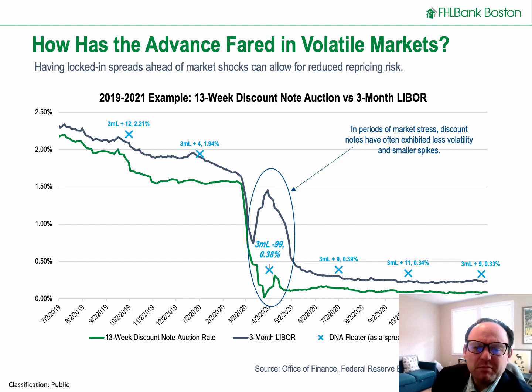Now let's go back in time a little bit to see how the DNA floater and discount notes have performed historically in periods of extreme market volatility. So here what we're looking at is 2019 through 2021, but specifically highlighting the rather volatile period that we saw in March of 2020. While this is a little bit of apples to oranges because LIBOR is not in the equation as a tool like it was back then, the market has had a multi-year transition away from LIBOR to SOFR and other short-term indices.